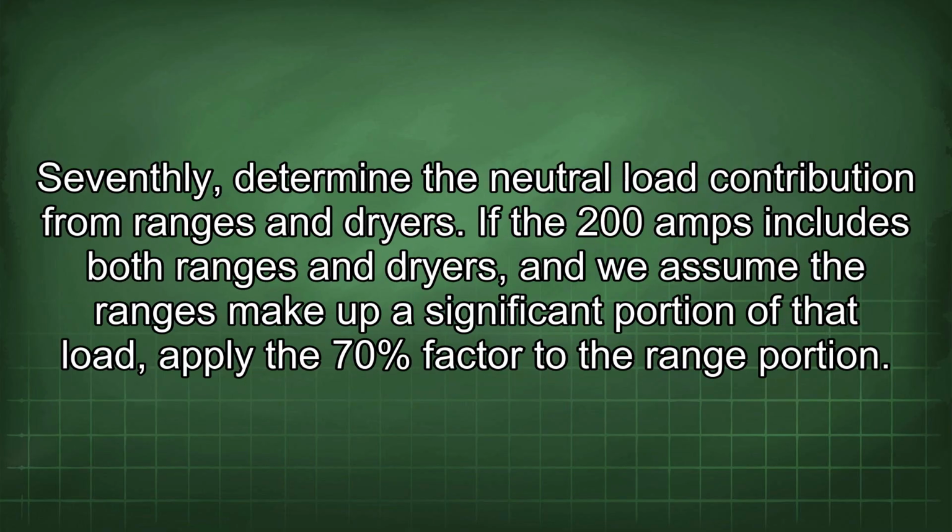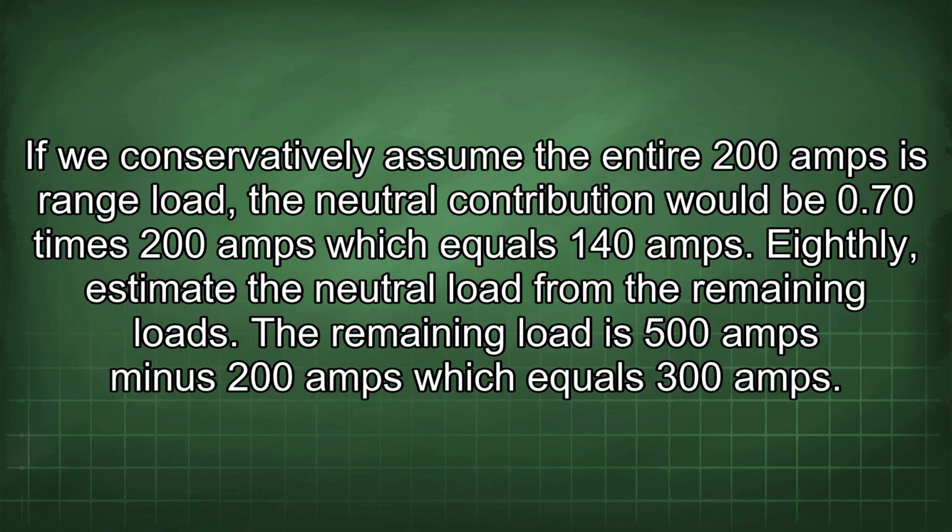Seventhly, determine the neutral load contribution from ranges and dryers. If the 200 amps includes both ranges and dryers, and we assume the ranges make up a significant portion of that load, apply the 70% factor to the range portion. If we conservatively assume the entire 200 amps is range load, the neutral contribution would be 0.70 times 200 amps, which equals 140 amps.